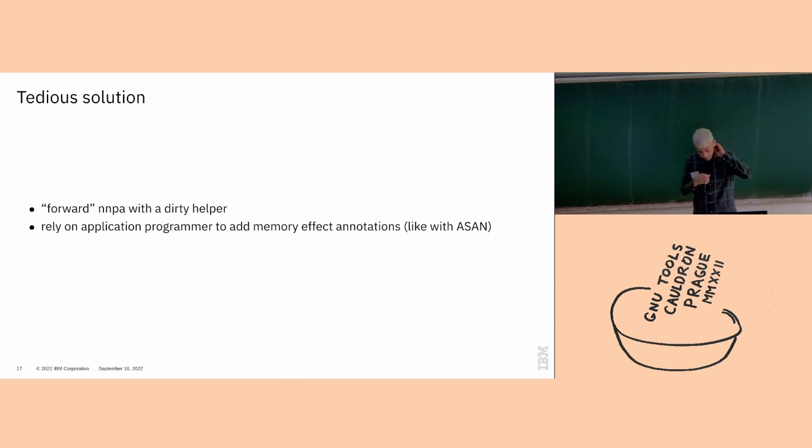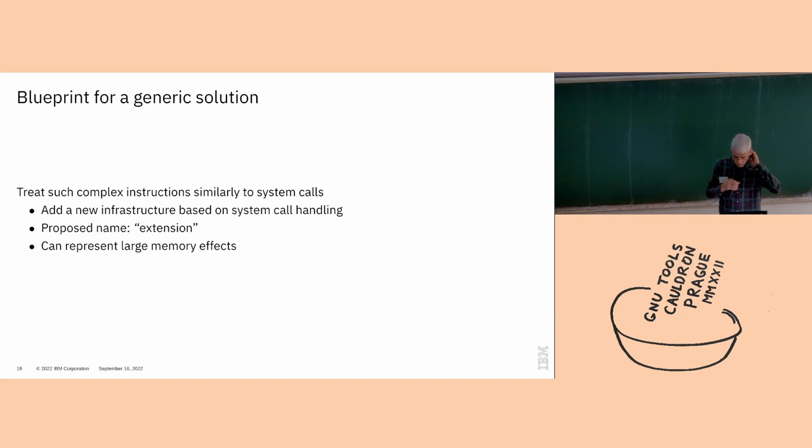Then there is the tedious solution to forward the NNPA with a dirty helper, as discussed before, and rely on the application programmer to add information about the memory effects, as is basically done with ASAN. And then there's a solution that I'm working on right now, which treats this similarly to a system call. System calls are already capable of dealing with large memory regions, and they also track the memory effects correctly. That's basically what I'm looking to do. So yeah, I think that's it. Any questions?